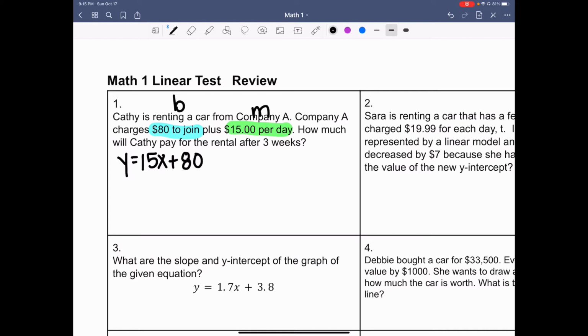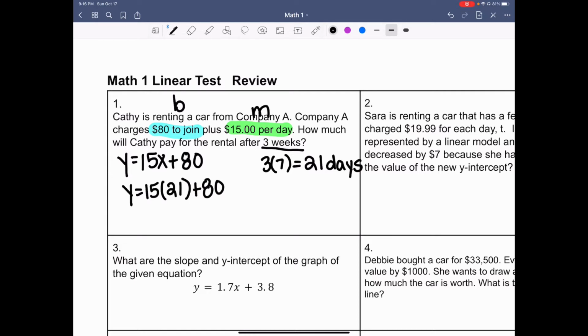Now, they want us to calculate 3 weeks, but we can't plug weeks into a day problem. So make sure you read your units carefully. So we're going to convert those weeks into days. So we're going to multiply it by 7 and get 21 days. So we're going to plug 21 in. So we get 15 times 21 plus 80.